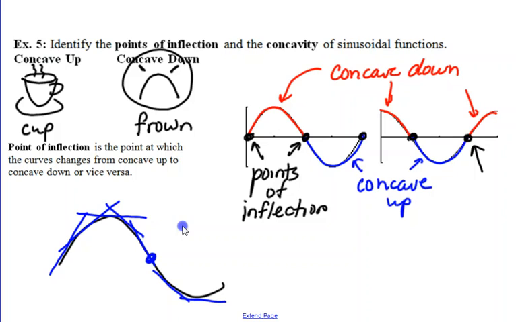And that's a really important concept in calculus, and a point that we'll be talking about more later. But I just wanted to give you that vocabulary so you would recognize concave up, concave down, and points of inflection.